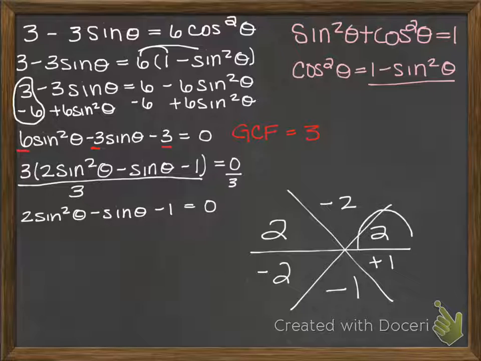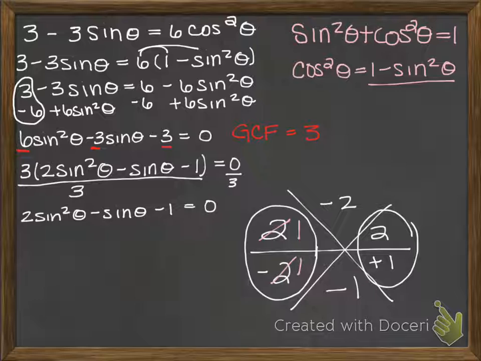So I'm going to deal with these two fractions that I've made. This fraction will reduce. So this is really 1 over 1. So when I factor this, I'll have a leading coefficient of 1 minus 1 and a leading coefficient of 2 plus 1. That would give me sine of theta minus 1 times 2 sine of theta plus 1 equals 0.